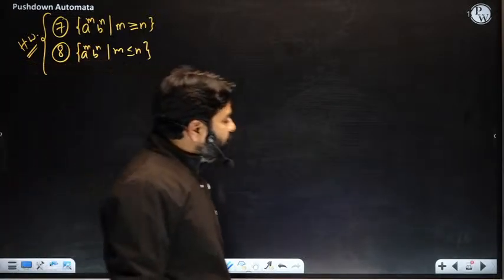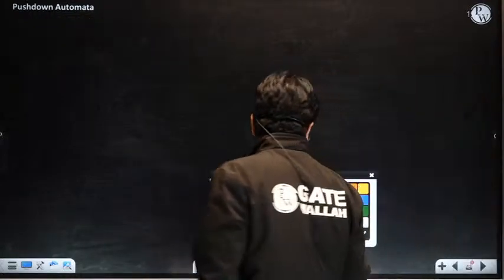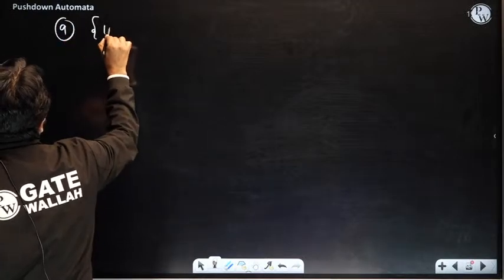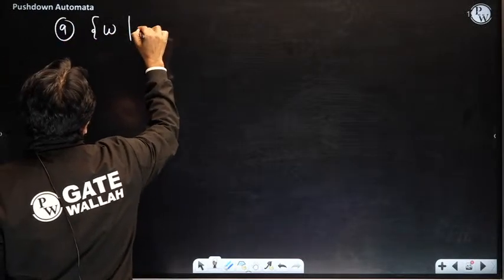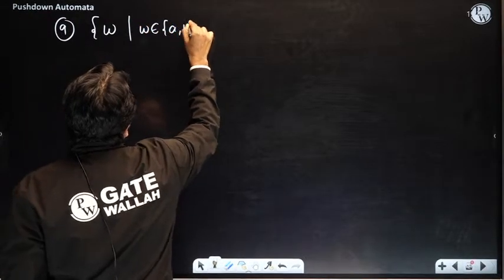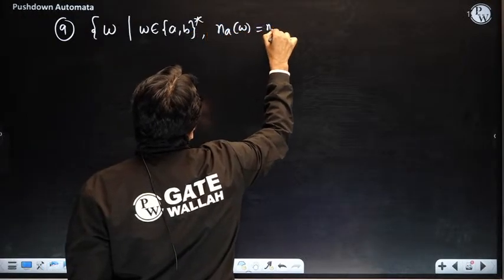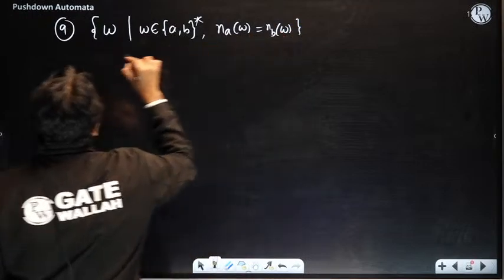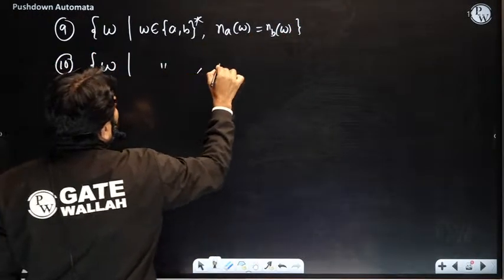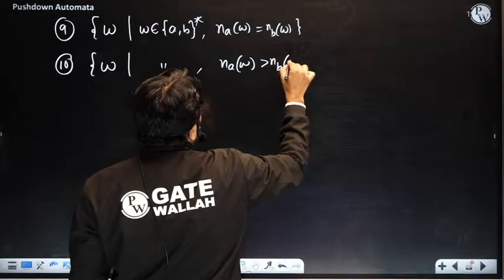Fine. So let's move to a different case. Ninth one. See, in these problems, w belongs to a comma b whole star, number of a's of w is equal to number of b's of w. See, all these problems are the same as what I am doing here. Do not assume they are different. They are almost the same, except for one transition.